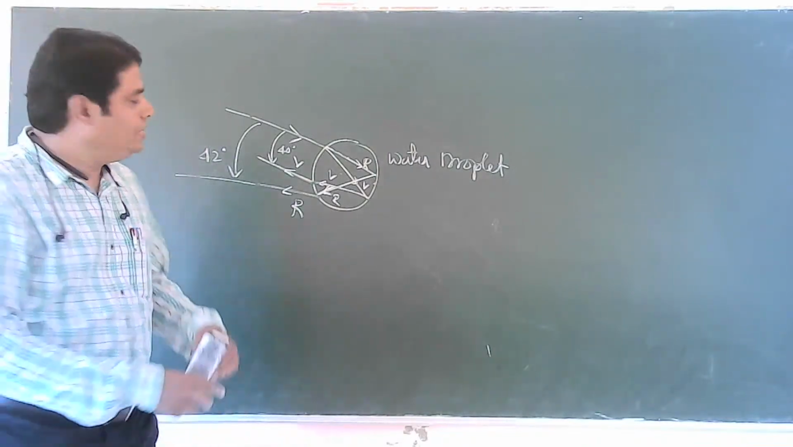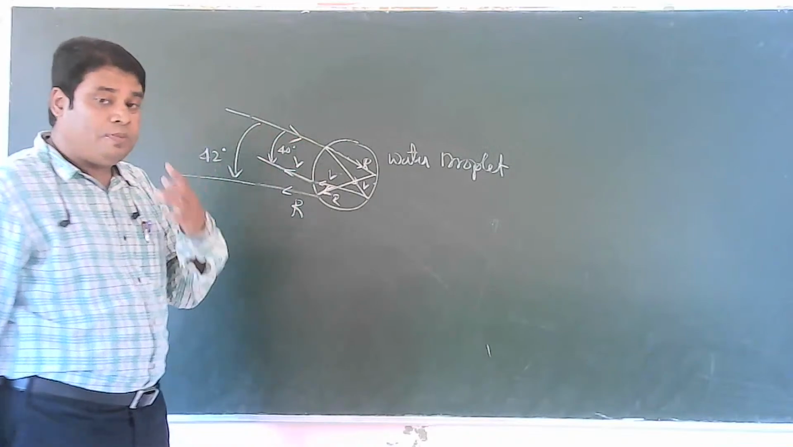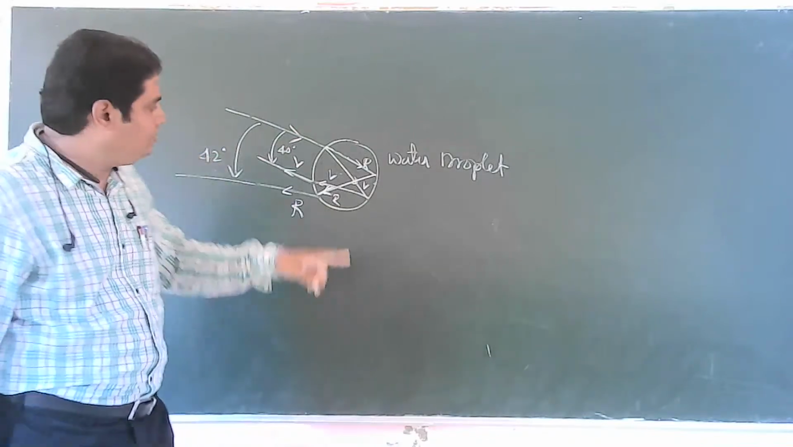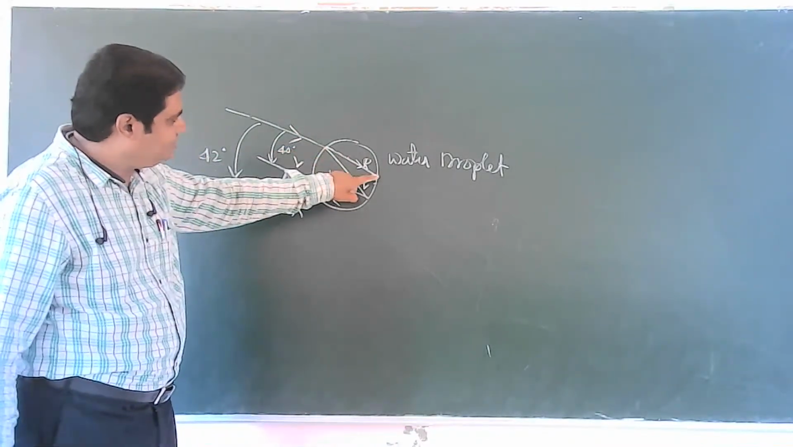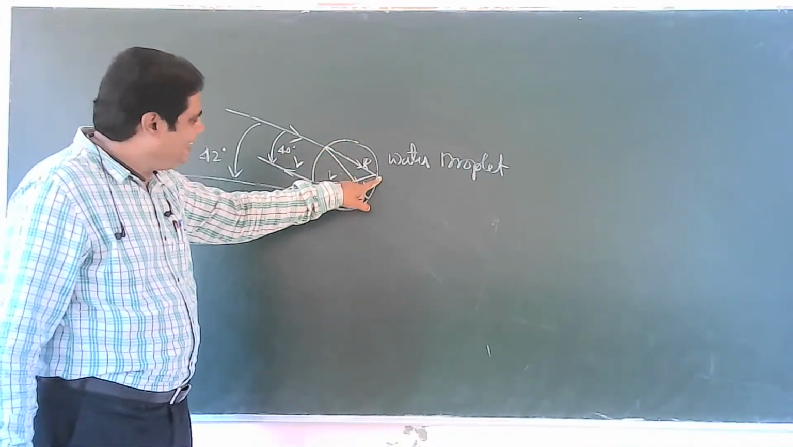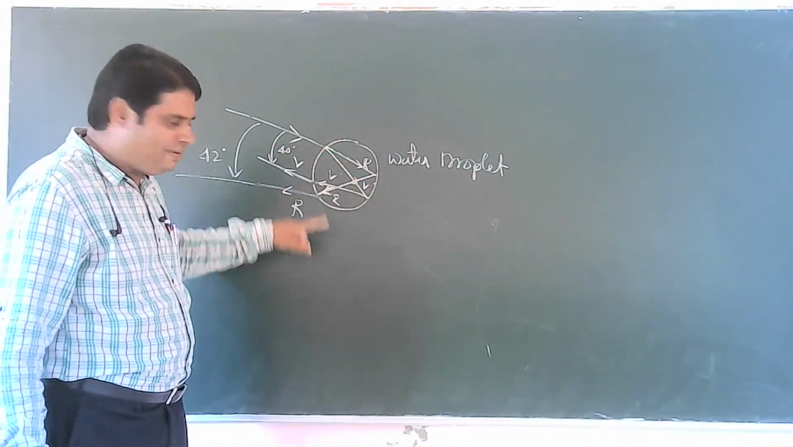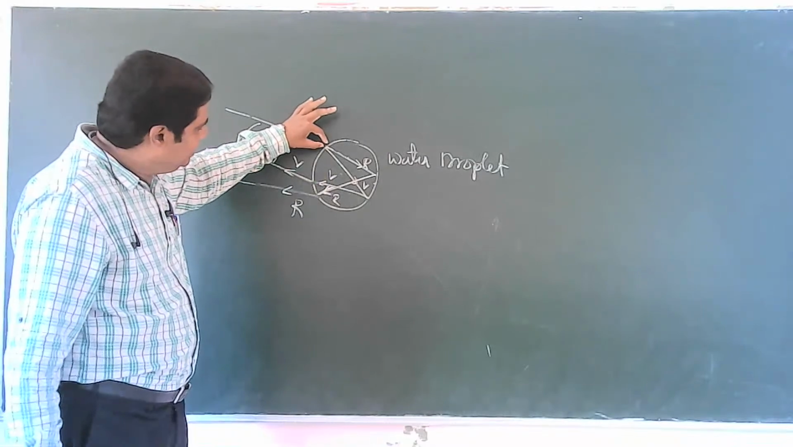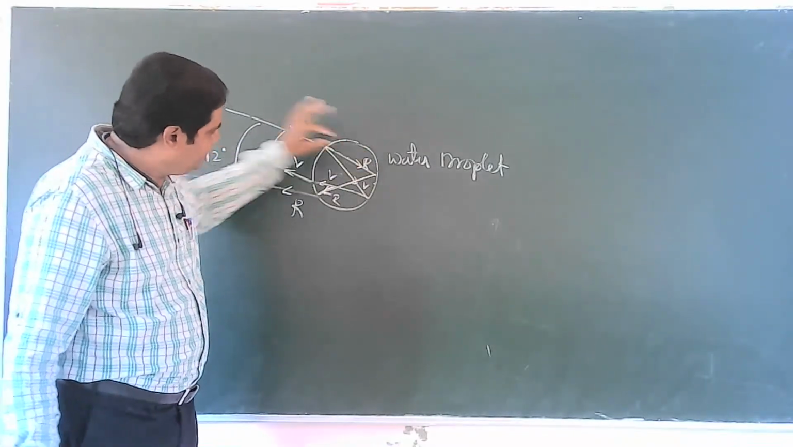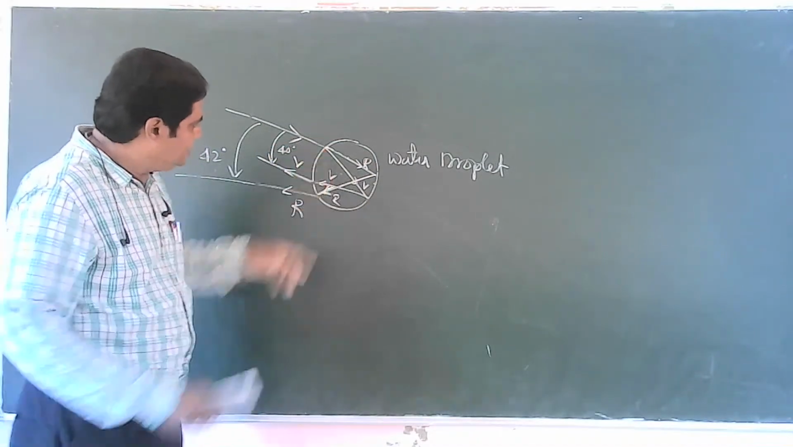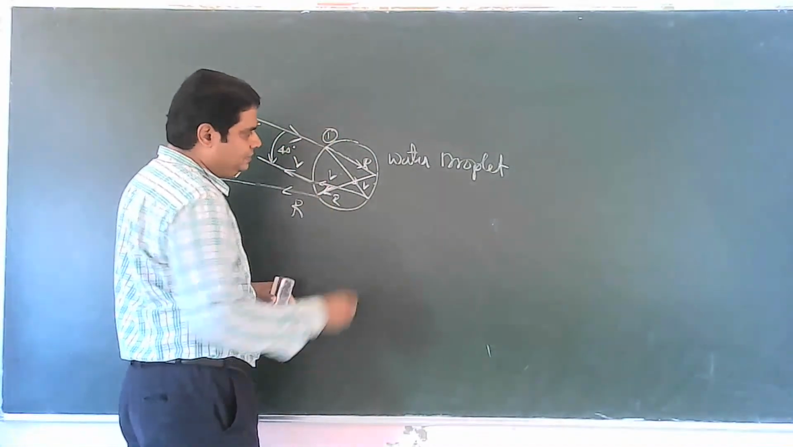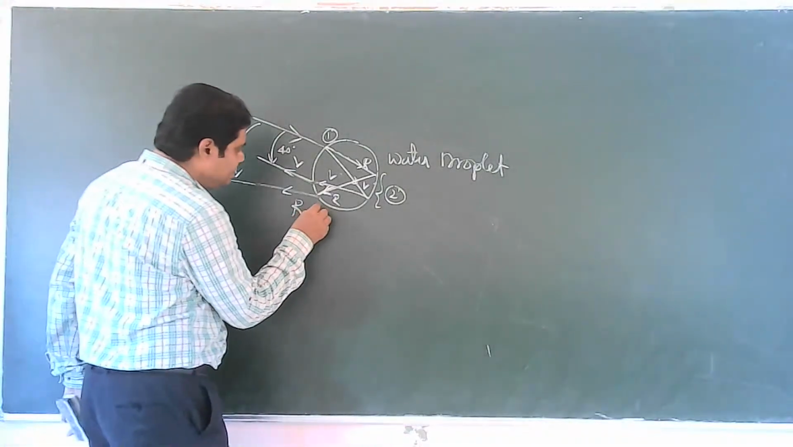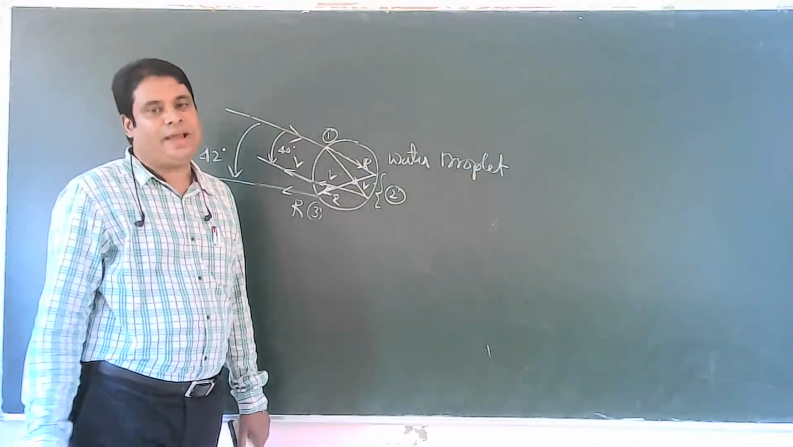We observe a rainbow. Here we observe three phenomena simultaneously. One, refraction. Second, internal reflection. Third, refraction. Of course, this dispersion is there. This is due to refraction, reflection, and refraction. This is the first refraction, second reflection, total reflection, third once again refraction.